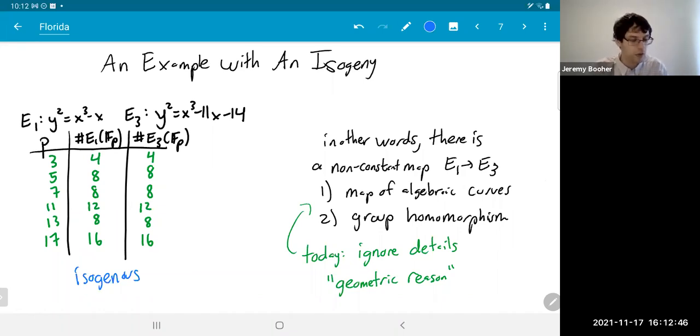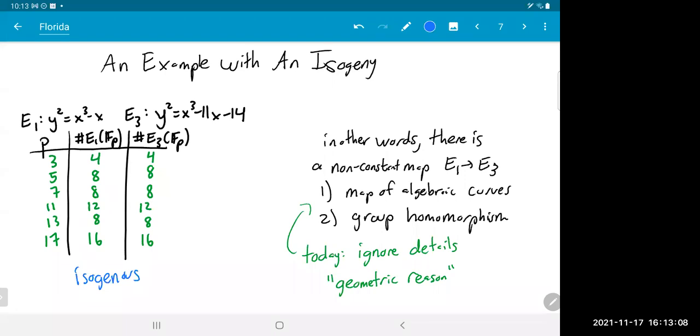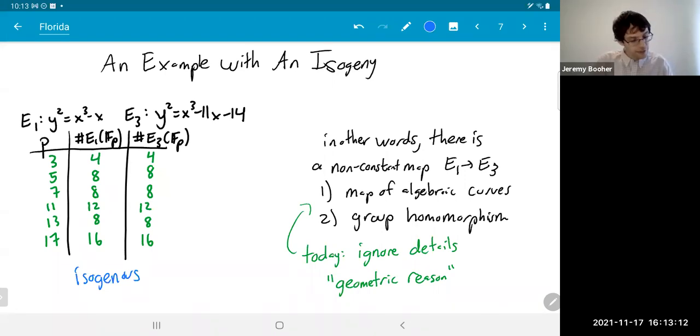It's a very useful perspective in actually proving things, but I'm going to hide it for most of the talk. But very briefly speaking, it's saying there's a map from E1 to E3 that is both a map of algebraic curves, and it's also a group homomorphism. Anyway, all you should think about really is that there's some geometric reason why these curves have the same number of points, and we don't need to really focus on exactly what it is.